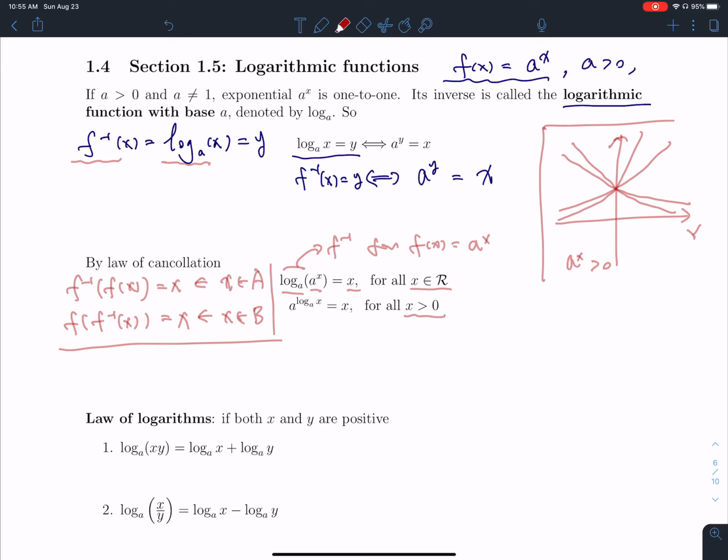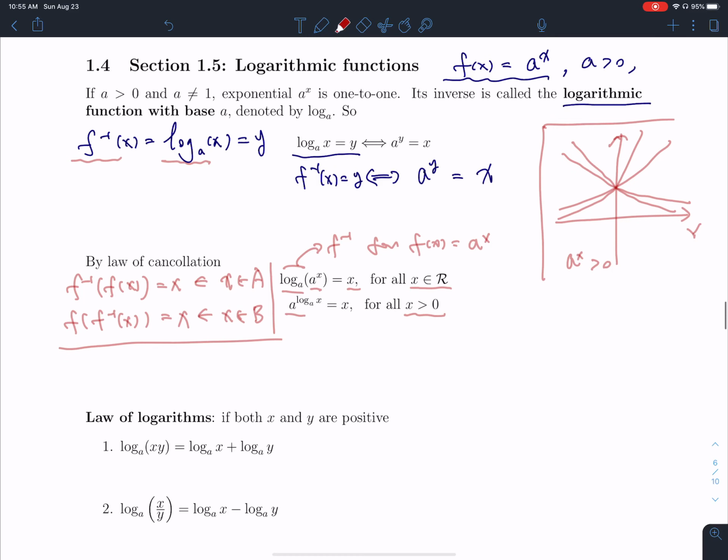But the input for the exponential function could be any real number. So that means the output of the logarithmic function could be any positive or negative number. So this is the second part of the law of cancellation tells us. So this part is f of f inverse of x, which equals x.